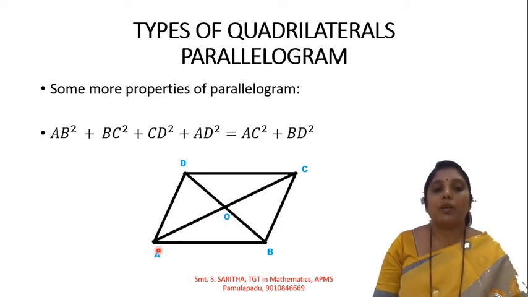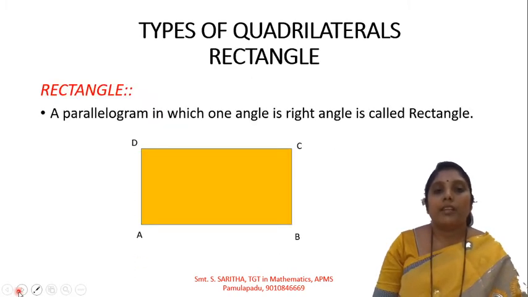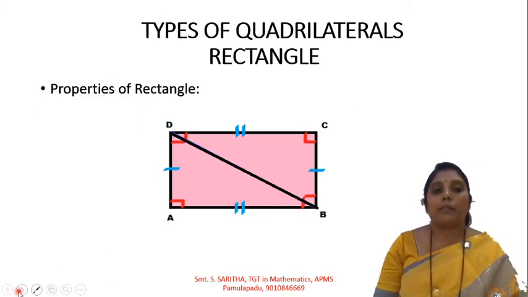Also in a parallelogram, AB square plus BC square plus CD square plus AD square, that is the sum of the squares of the sides, is equal to AC square plus BD square, that is the sum of the squares of the diagonals. So in a parallelogram, the sum of the squares of four sides is equal to the sum of the squares of the two diagonals. This is all about a parallelogram.